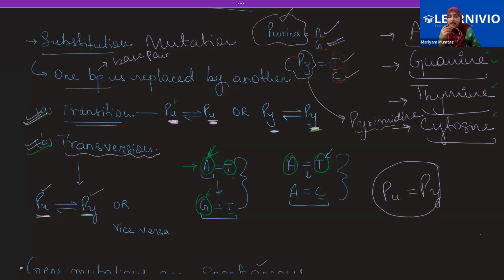But if a purine is substituted by a pyrimidine, and a pyrimidine is substituted by a purine, then we call it transversion. Did you people get this thing? Yes or no? Shall I speak it again? You did not get it?